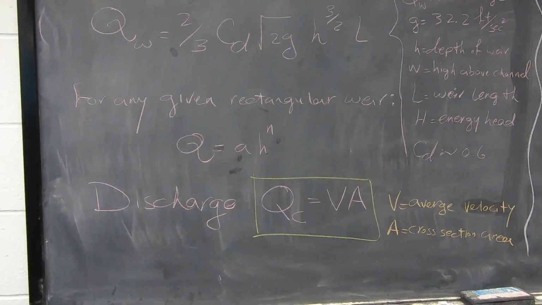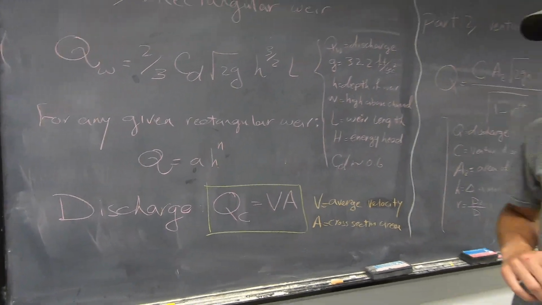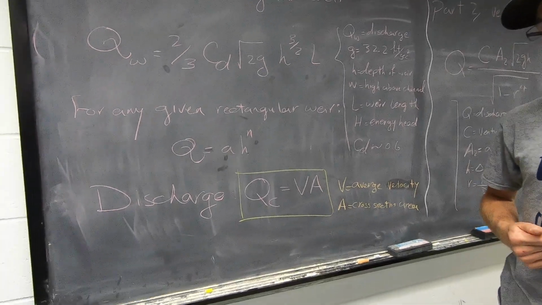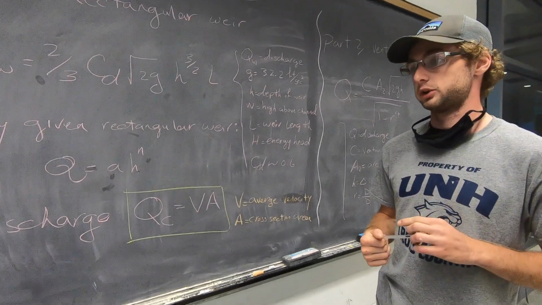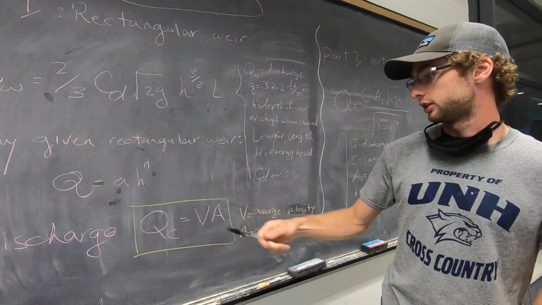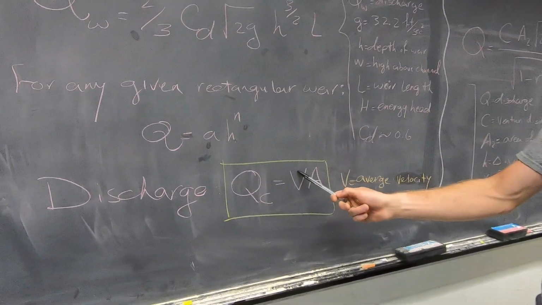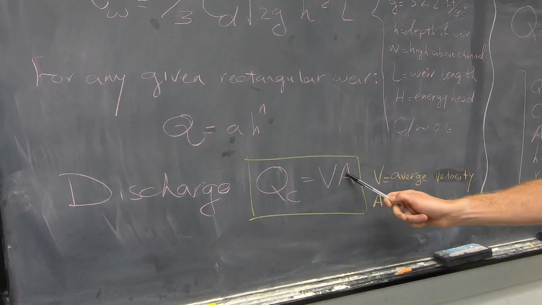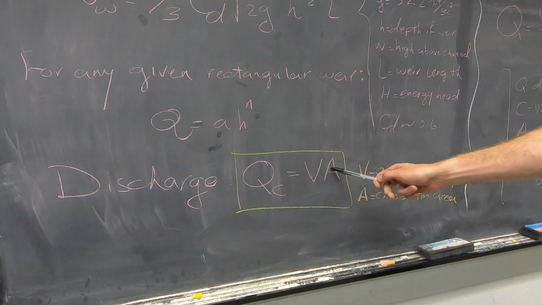So also, we're going to be using continuity to describe flow. For any given body of water in which the volume is not changing, the flow is going to be equal to the velocity times the cross-sectional area perpendicular to that velocity.